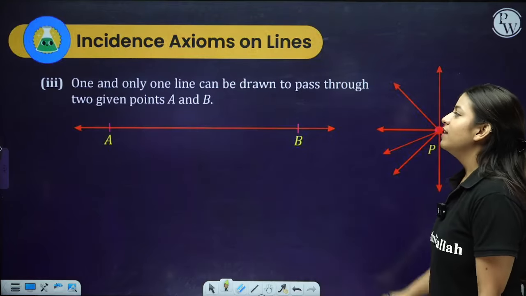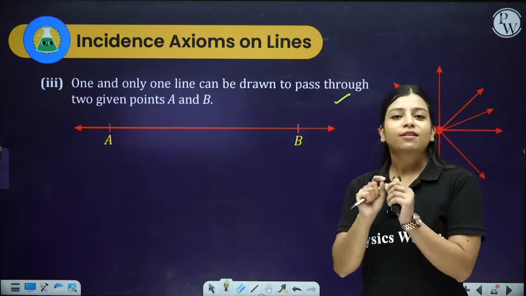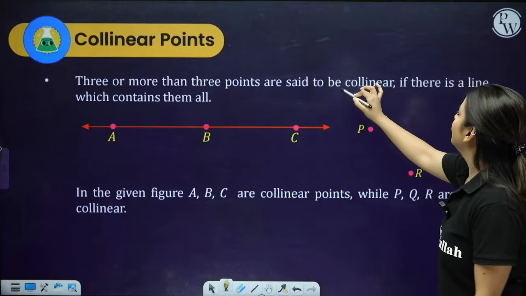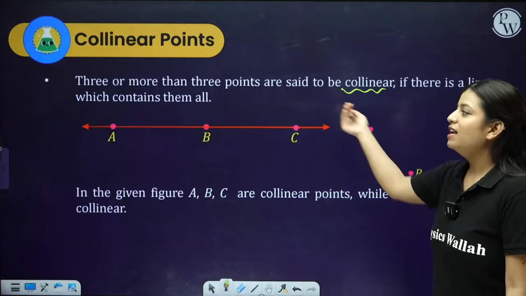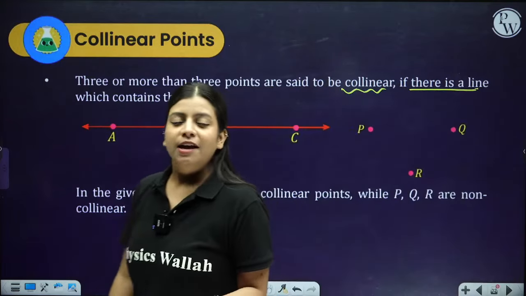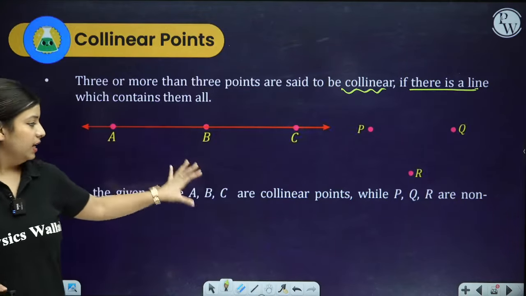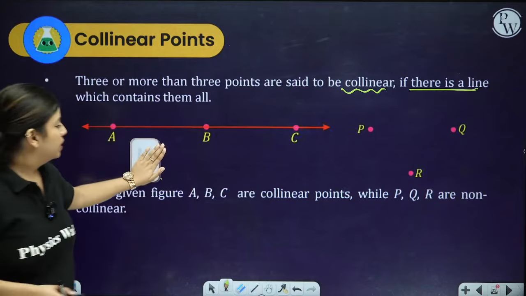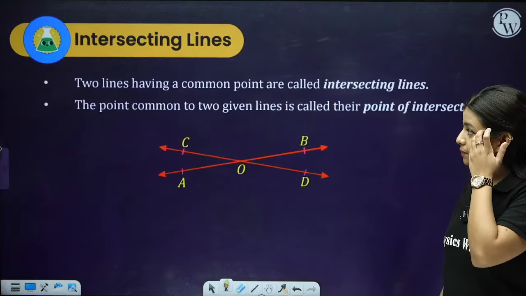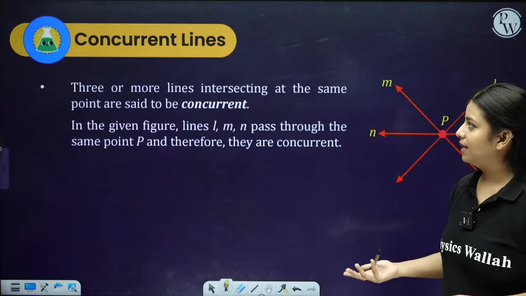Next, one and only one line can be drawn to pass through two given points. If we have two given points, only one line can be drawn through them. Three or more points are said to be collinear if they lie on the same straight line. If there is a line which contains all of them, then they are called collinear points. Intersecting lines cross each other at one single point.